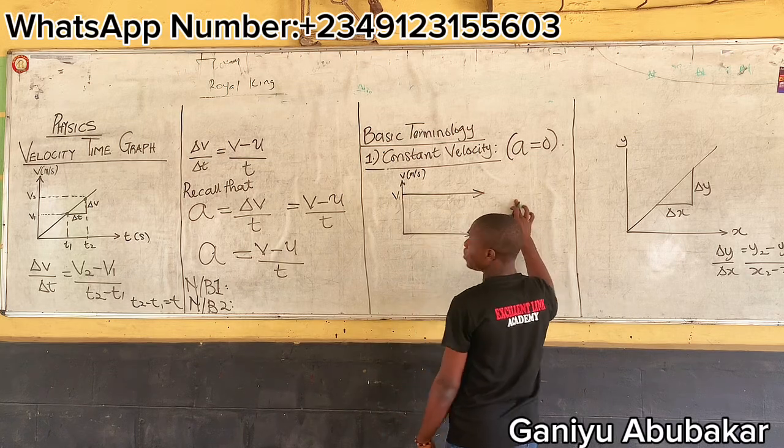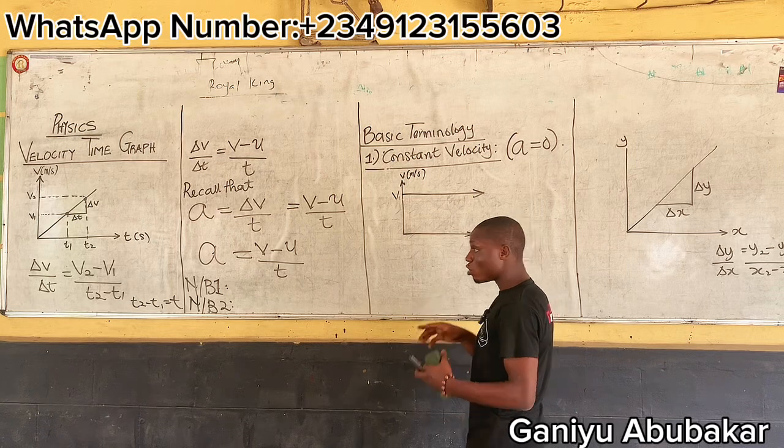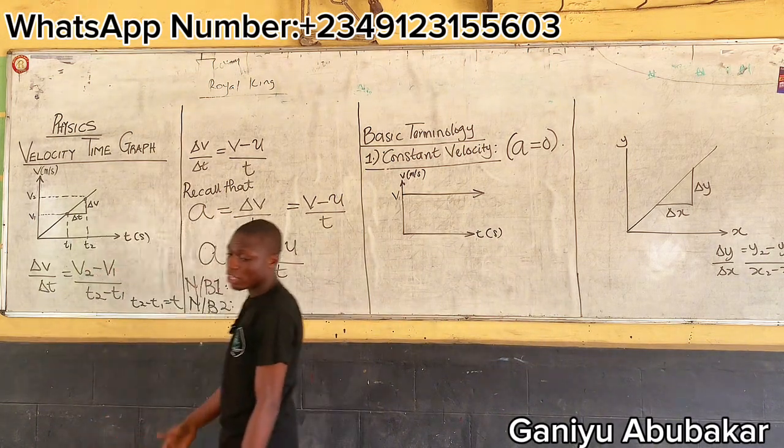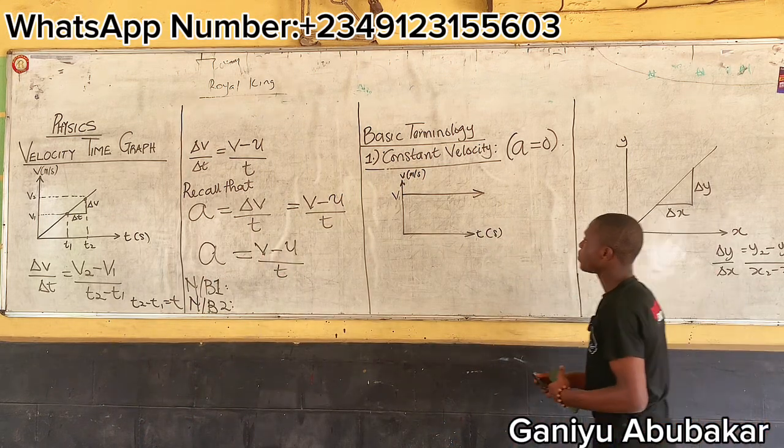This straight line means constant velocity. When velocity is constant, it's moving just straight. It's not branching anywhere. It's said to be constant. Draw this out, please. Very important. Draw it.